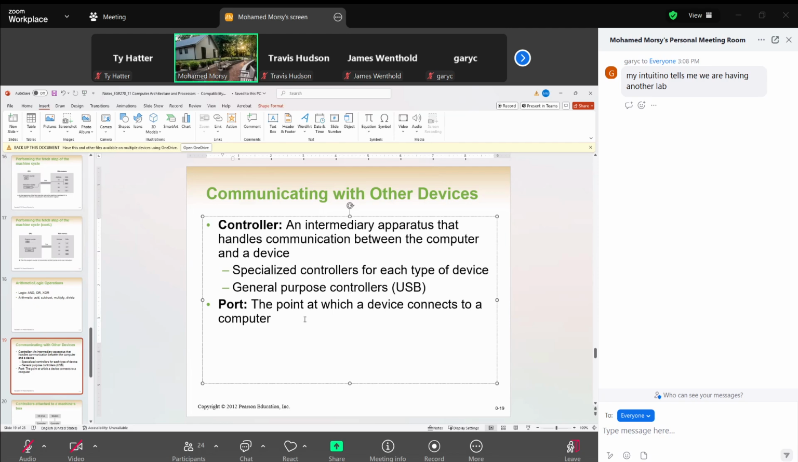A port is defined as the point at which a device connects to a computer. It's called a port.